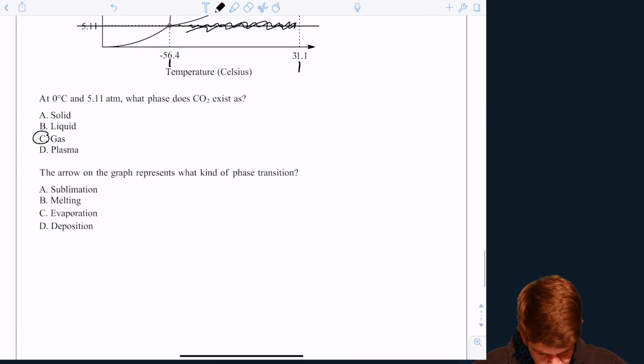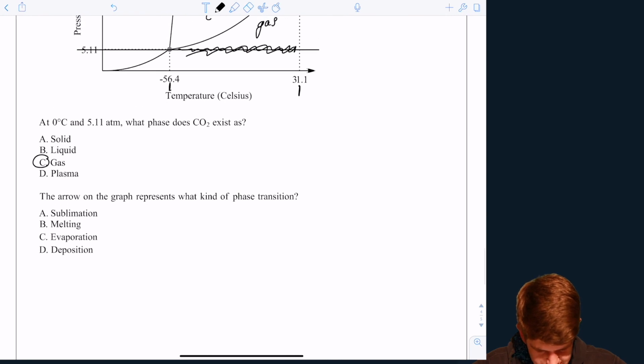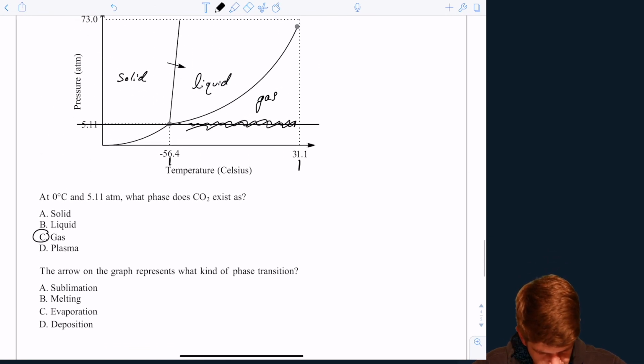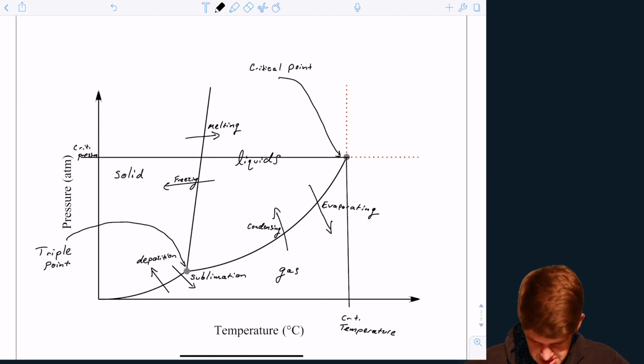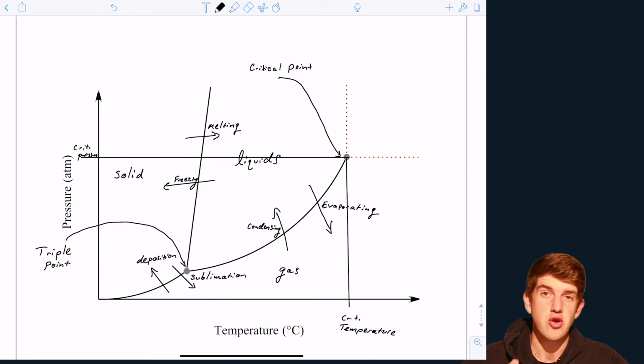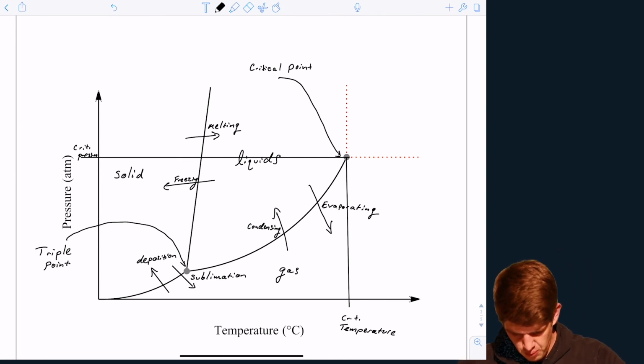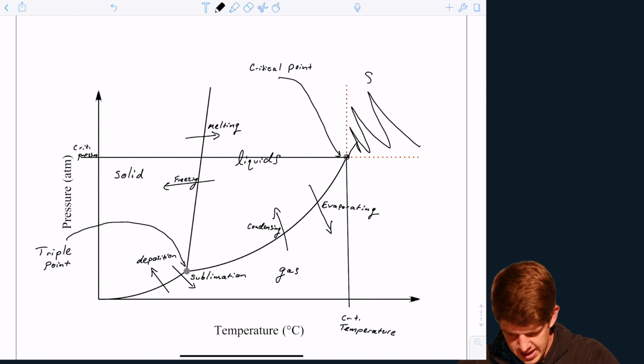The arrow on the graph represents what kind of phase transition? Okay, solid to liquid. Cool. One thing I forgot to mention. So we know the critical point, right? This is the point that a gas and its liquid are pretty indistinguishable. What happens if we take the pressure or the temperature above this point? So if we move anywhere into here, we exist as a supercritical fluid.